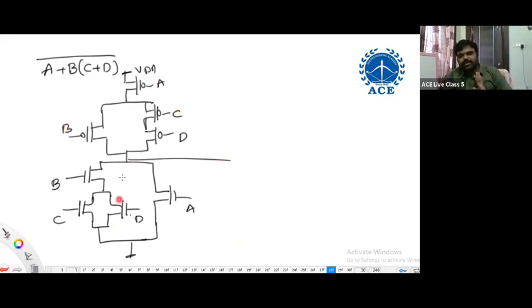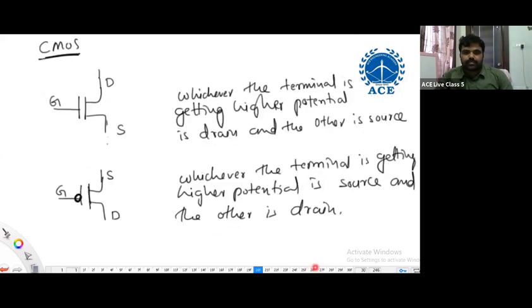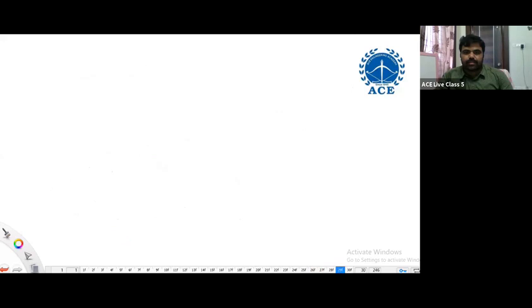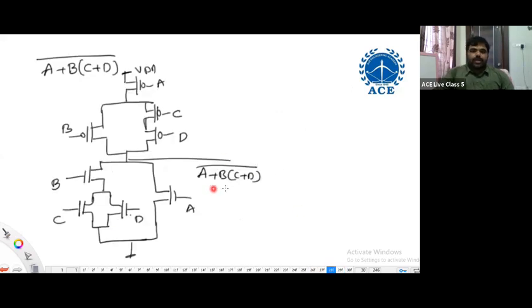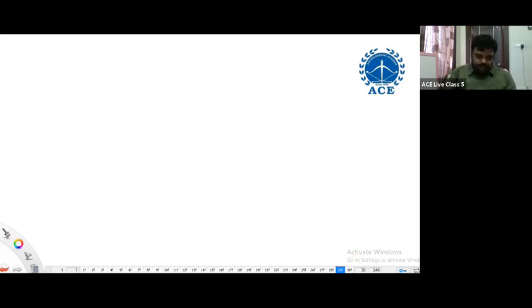Same way, first construct the pull down network, exactly the dual of this. So (A plus B) and (C plus D) whole bar. Similarly, you can construct any logic function which you prefer.